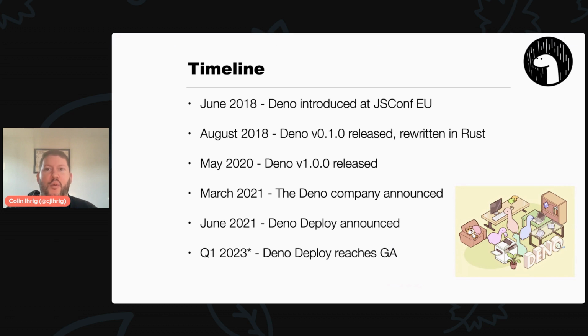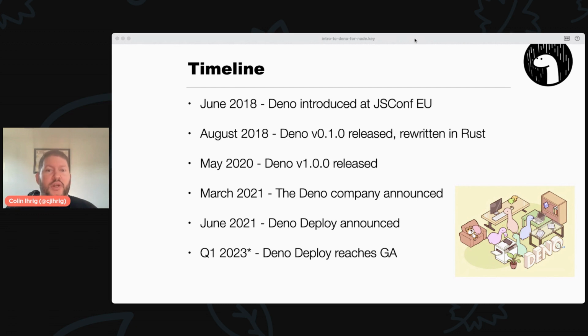So I wanted to start off and talk a little bit about the timeline that Deno has existed in. All the way back in June of 2018, Deno was introduced at JSConf EU in a somewhat infamous talk by the creator of Node.js, kind of addressing all of the perceived shortcomings of Node and how he had hoped to address them. And at the same time, he introduced the new Deno runtime.